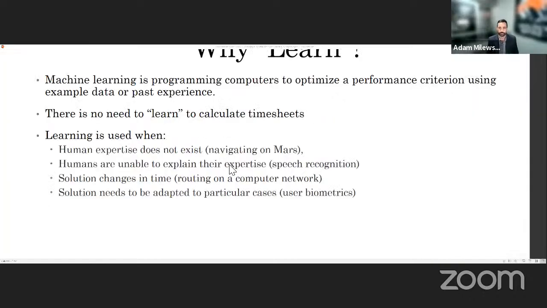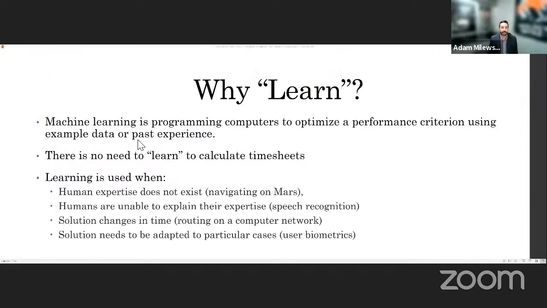I'll zoom in a little bit in case it's harder to read. Machine learning is programming computers to optimize a performance criterion using example data or past experience. Can we use past variability in groundwater, or example groundwater, to optimize our predictions of what the groundwater might be in the future?